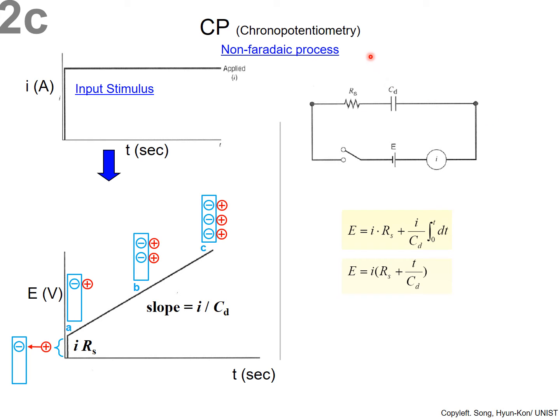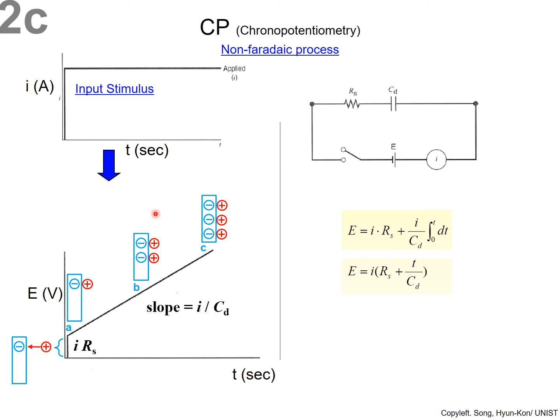Let's go to the body of chronopotentiometry. Of course, the first case is about the non-Faradaic process. The input stimulus is a constant current, like that, for a long time. And then what happens to the potential?